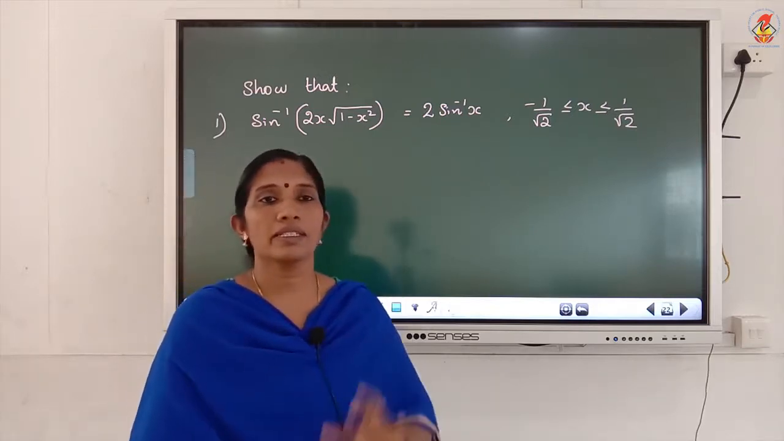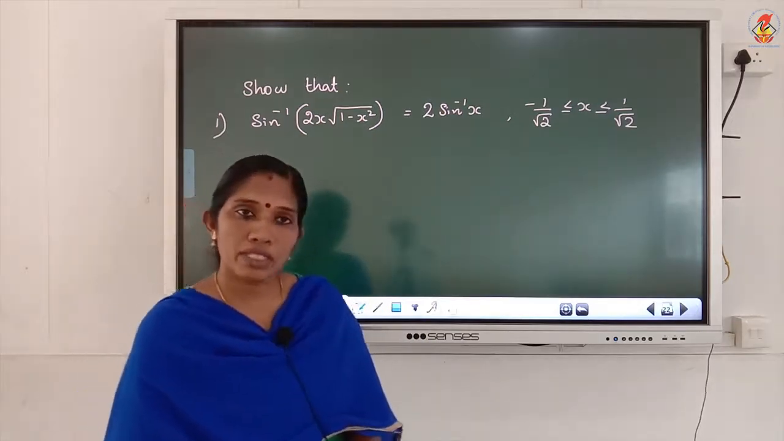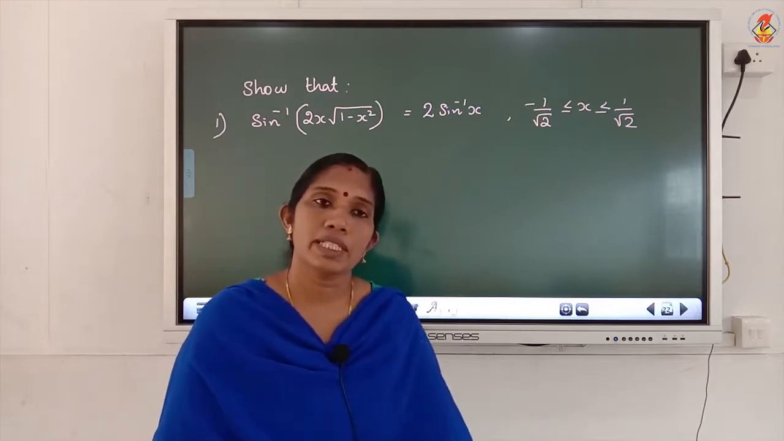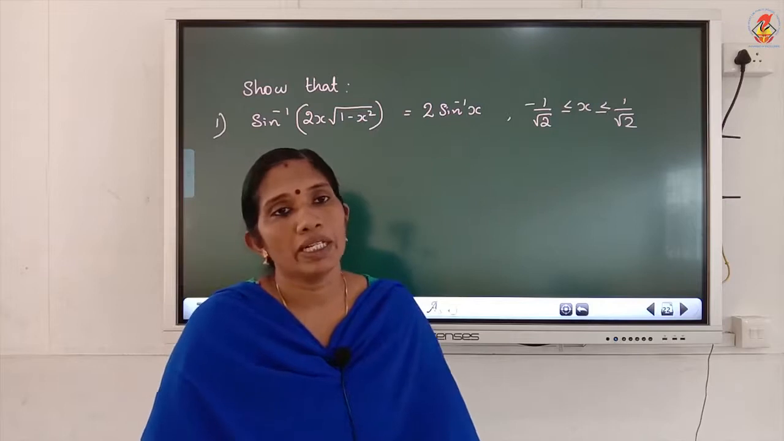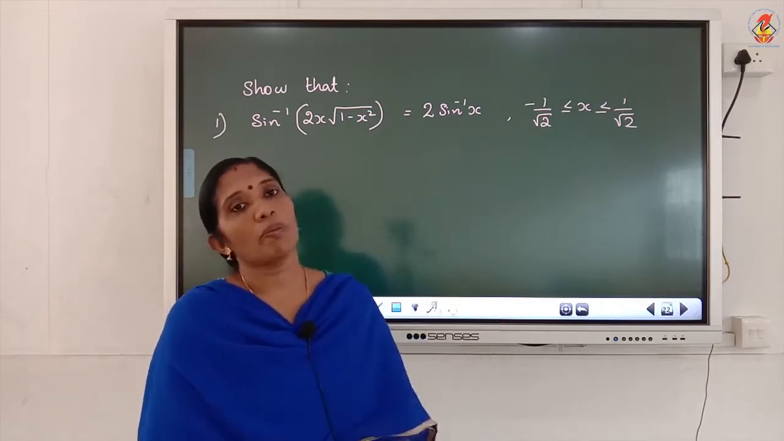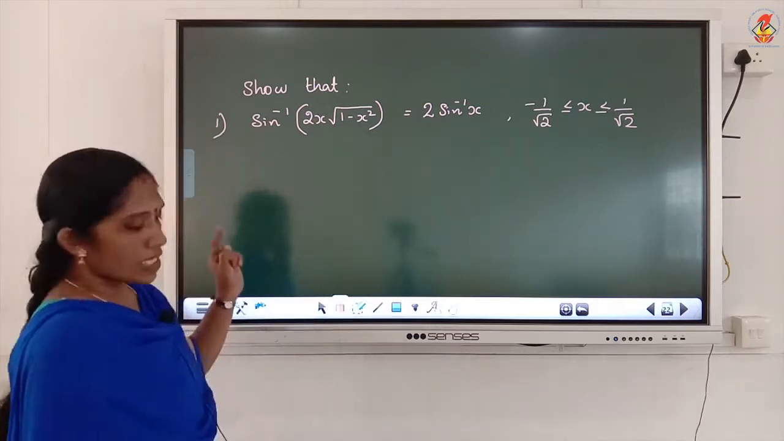Then next we have 2 tan inverse x. We can express it in 3 different ways. 2 tan inverse x is equal to sin inverse of 2x by 1 plus x square, or cos inverse of 1 minus x square by 1 plus x square, or tan inverse of 2x by 1 minus x square. So these are the properties. Using these properties we have to do problems. So look at the first question.